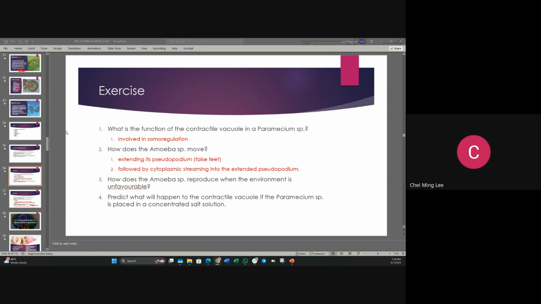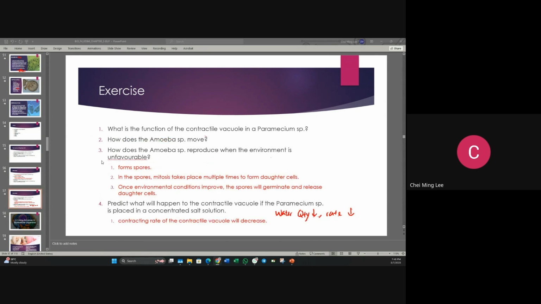All right, so number 3. How does the amoeba sp. reproduce when the environment is unfavorable? That means it's under extreme condition. So it will form spores, and in the spores, mitosis will take place multiple times to form daughter cells. Once the environmental condition improves, the spore will germinate and release the daughter cells.